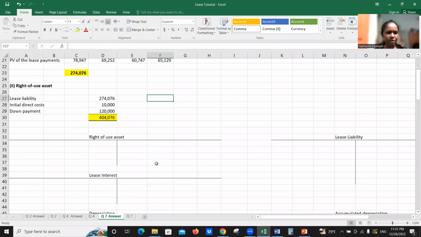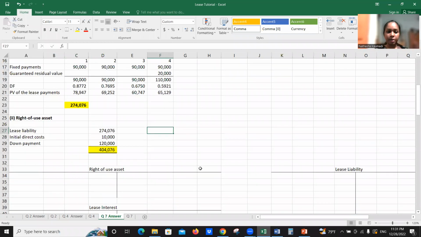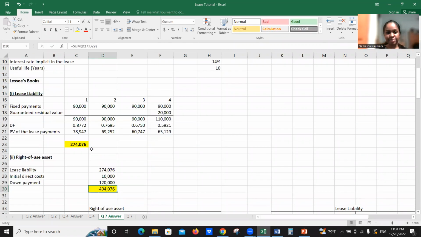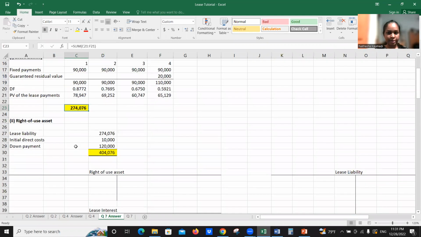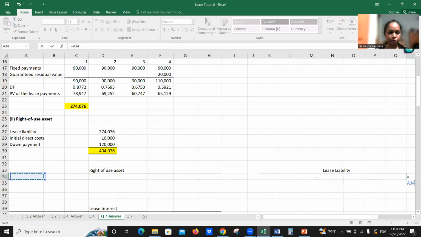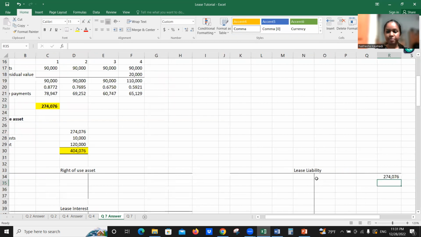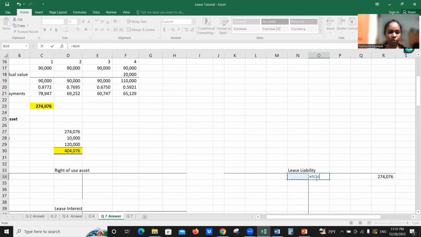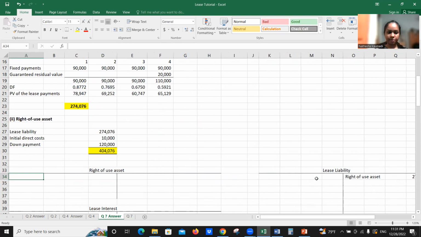I will not be showing how to do these things in all the accounts, but I'll show you how to record the right of use asset and the lease liability. First of all, we'll record this lease liability. As I told you before as well, lease liability credit by 274,076. Right of use asset, you need to debit 274,076. It is lease liability. Apart from that, you have paid initial direct cost of 10,000. This is a part of the right of use asset. What happened to your cash? Cash credit. Debit goes to right of use asset.